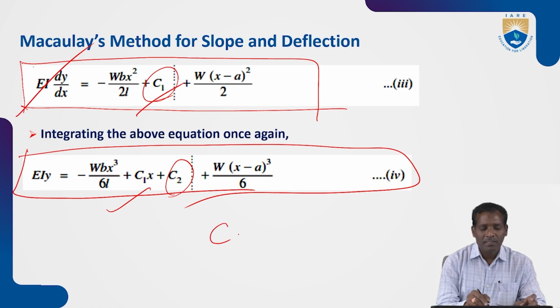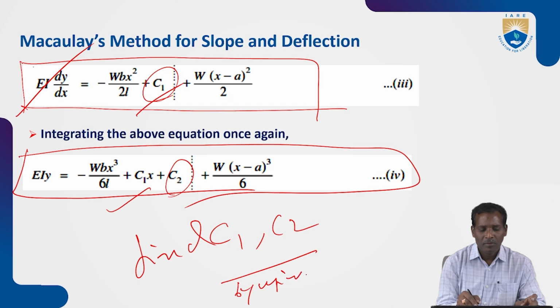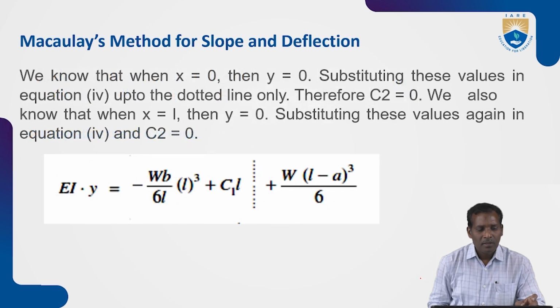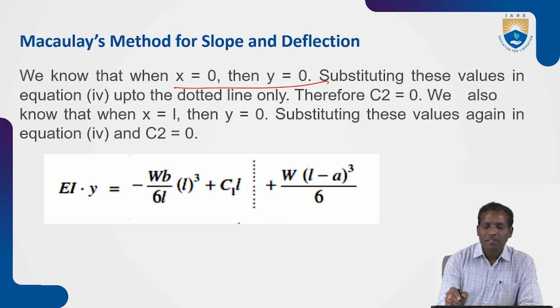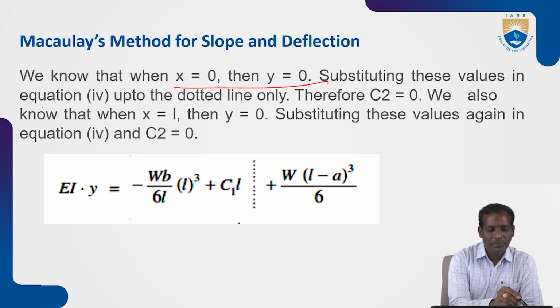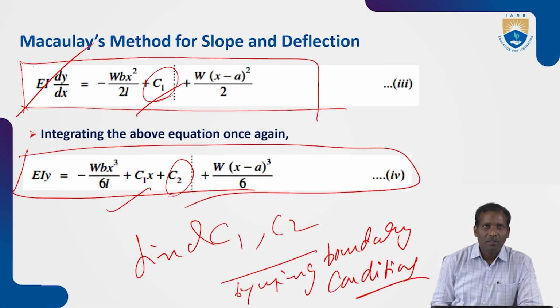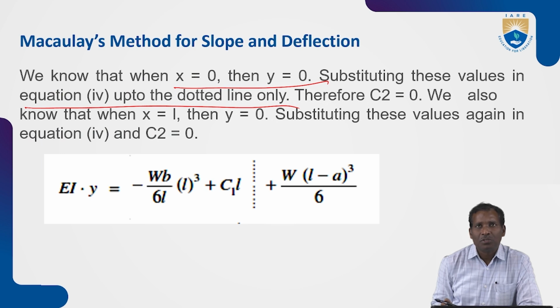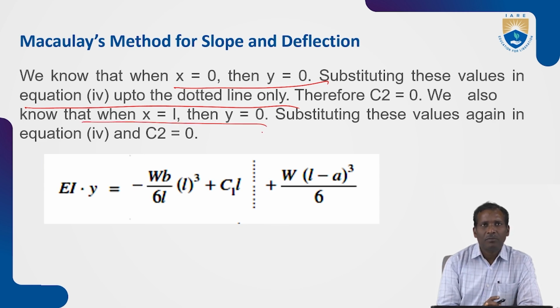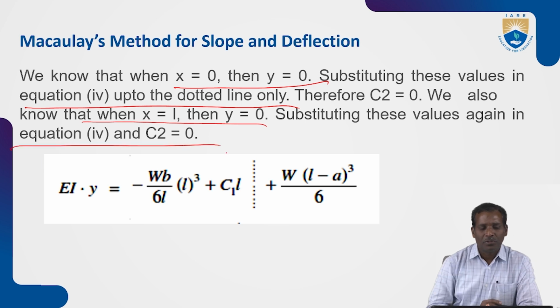Now calculate C1 and C2. Find C1 and C2 by using constraints or boundary conditions. We know that when x is equal to 0, then y is equal to 0. Substituting these values in equation 4 up to the dotted line only, in this we substitute the x and y values, C2 is equal to 0. We also know that when x is equal to L, then y is equal to 0. Substituting these values again in equation 4, and C2 is equal to 0.